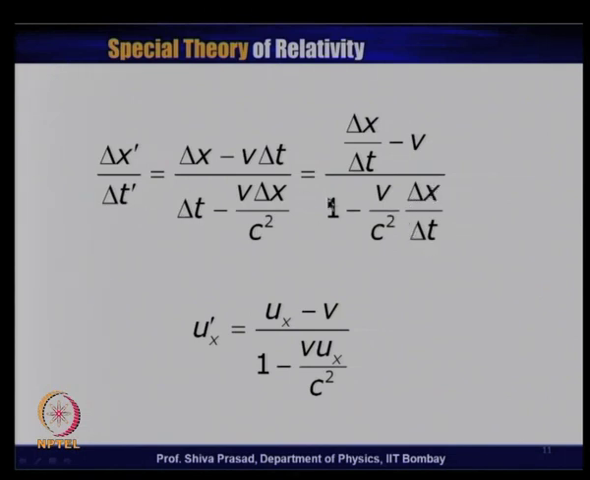Now, on both the sides, I will take the limit delta t tending to 0, which also implies delta t prime tending to 0. In that case, this particular expression will tend to ux prime as we have discussed earlier. This will tend to ux as we have discussed earlier, and of course, this will also tend to ux. So, the equation of the velocity transformation for the x component becomes ux prime is equal to ux minus v divided by 1 minus v ux by c square. So, I have obtained the first equation of the velocity transformation, which is the x component of the velocity.